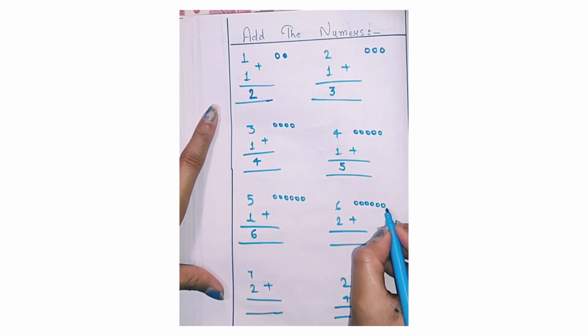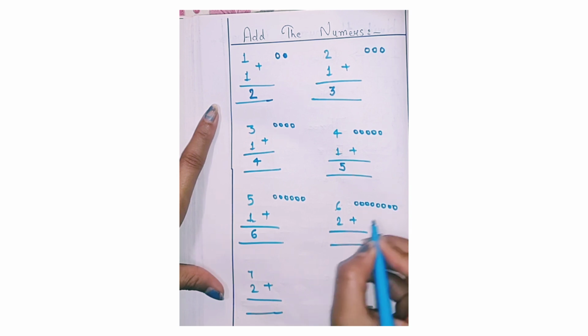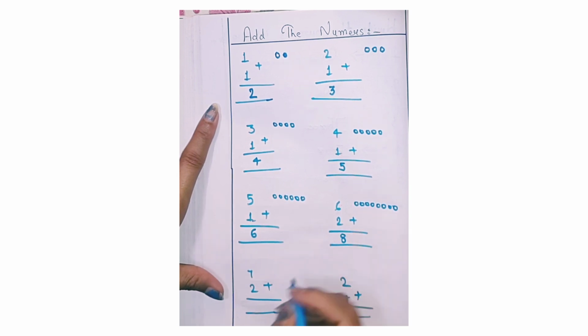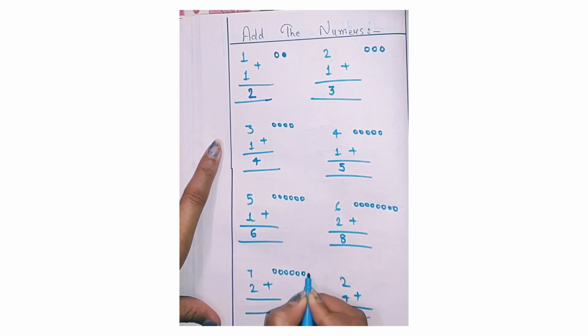And 2. Add 2 0. Count how many 0 are there? 1, 2, 3, 4, 5, 6, 7, 8. Write 8. Next 7. Write 7 0 here. 1, 2, 3, 4, 5, 6, 7.